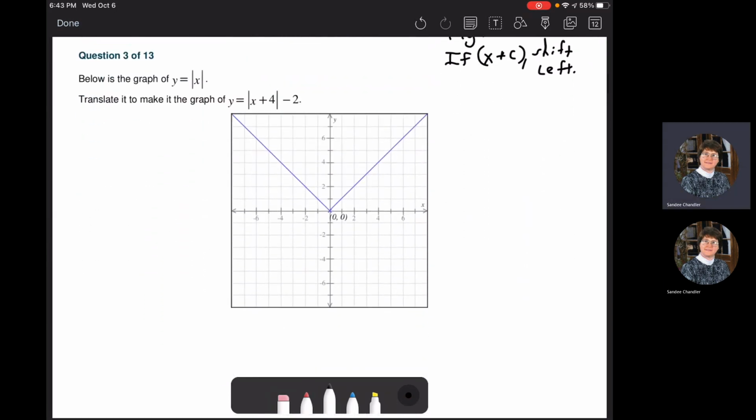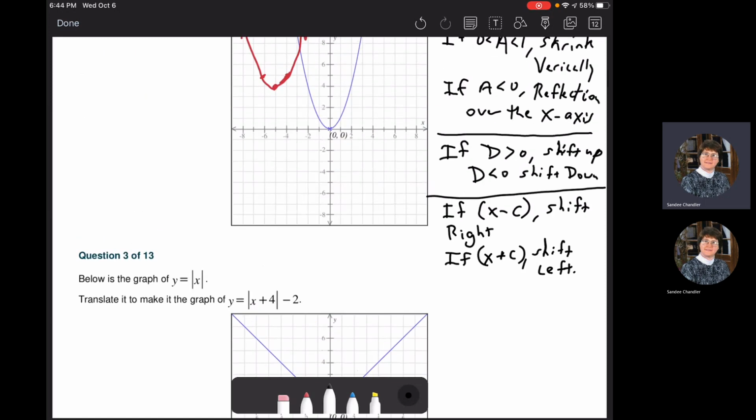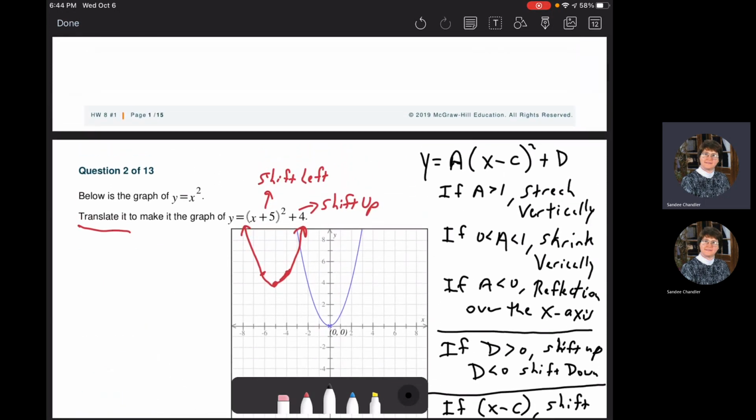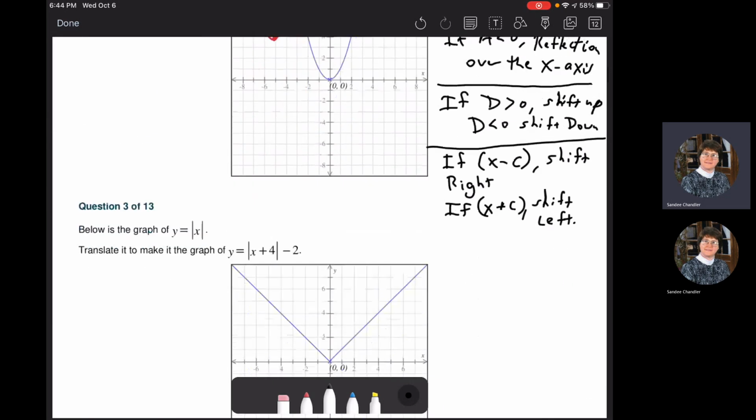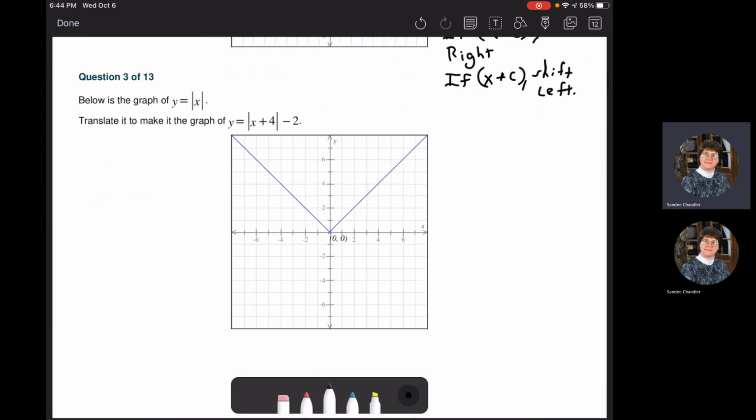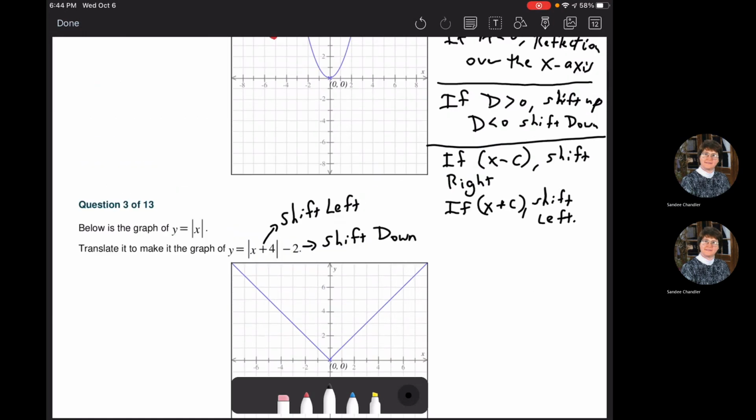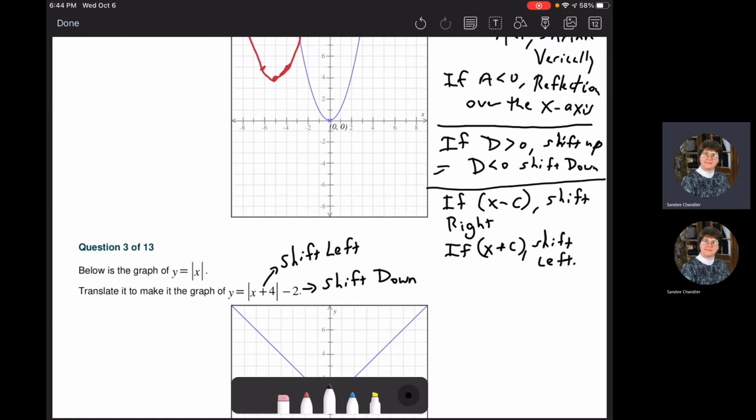Now we have the graph of y equals absolute value of x. So it's the same idea, even though I used the quadratic here. With what's inside with the x, if it's plus, you're going to shift left. And if it's hanging out outside, you're going to go up or down. And in this case, it's negative, so we're going to shift down. That's that information right there.